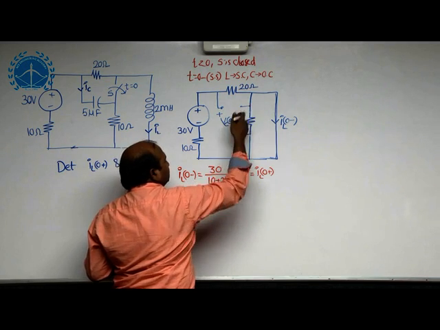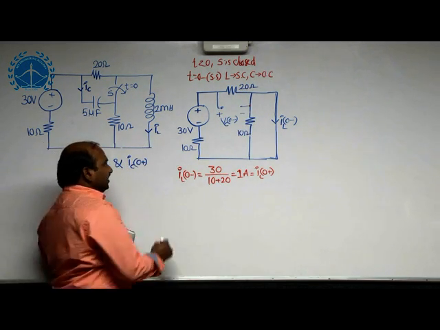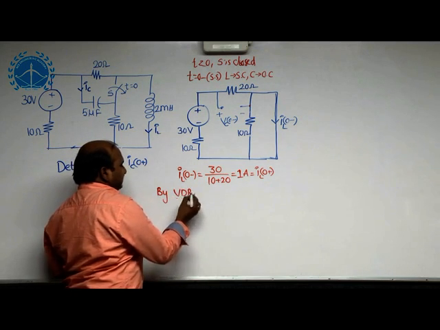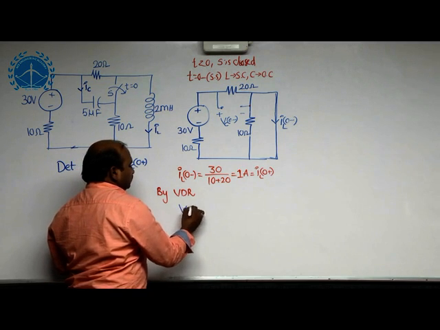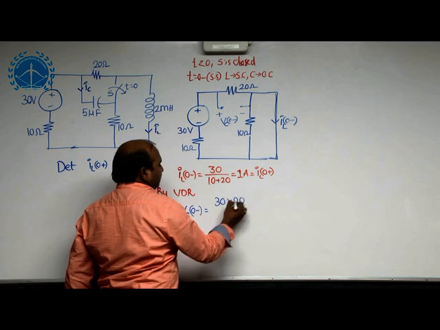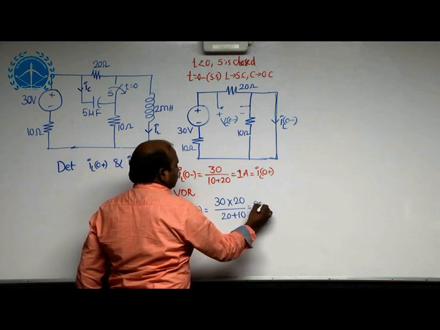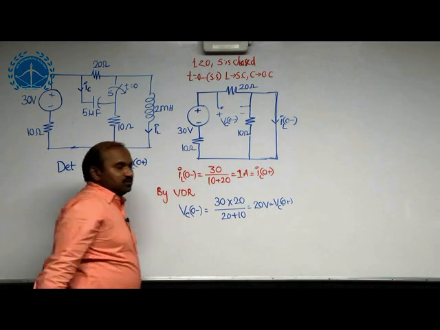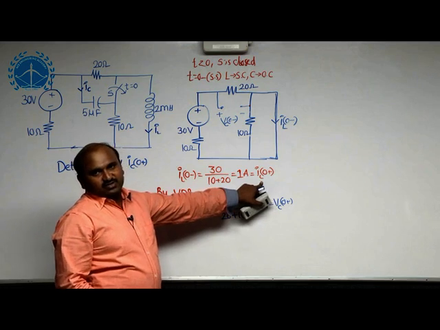And VC of 0 minus is equal to, once you neglect this, 20 and 10 are connected in parallel. By VDR, I will get the initial value of the capacitor. That initial value is VC of 0 minus, which by VDR is 30 into 20 by 20 plus 10, which is equal to 20 volts. This is VC of 0 plus, which is equal to the initial voltage. Now, one of the required values, IL of 0 plus, we got.